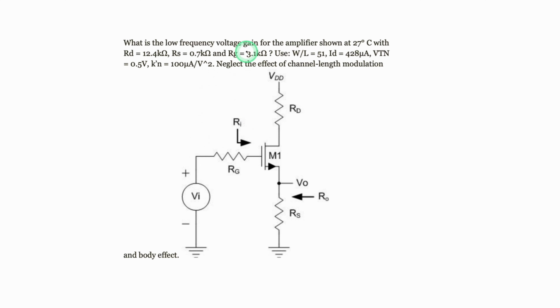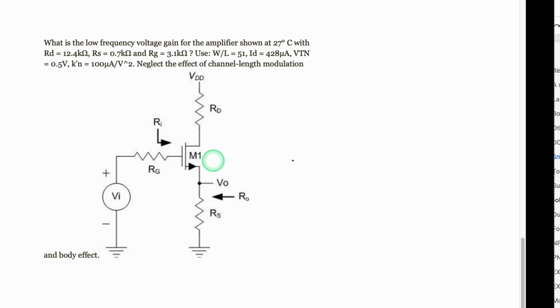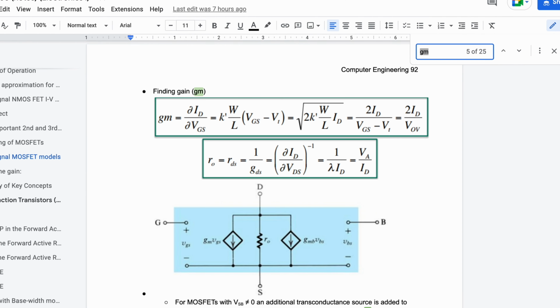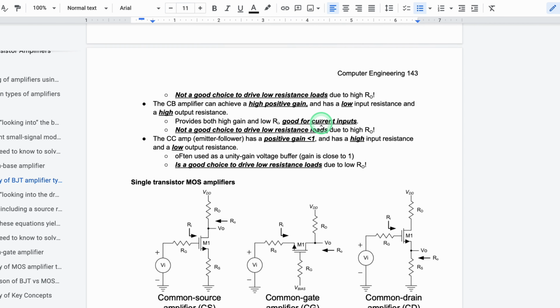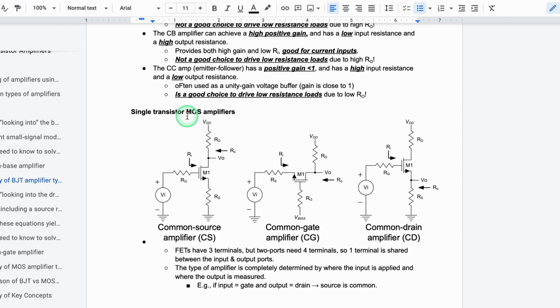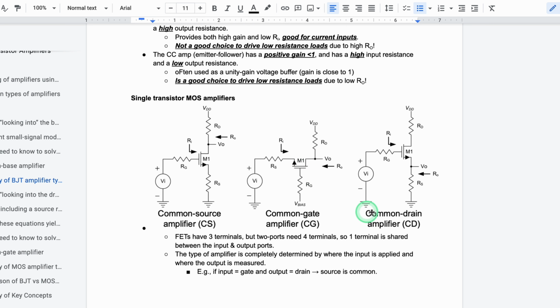The low frequency voltage gain for the amplifier shown. And we have this following amplifier right here. We can use the notes linked below the like button in the description to find out what kind of amplifier this is. So using these notes on page 143, we have single transistor MOS amplifiers. And it has to look like one of these.